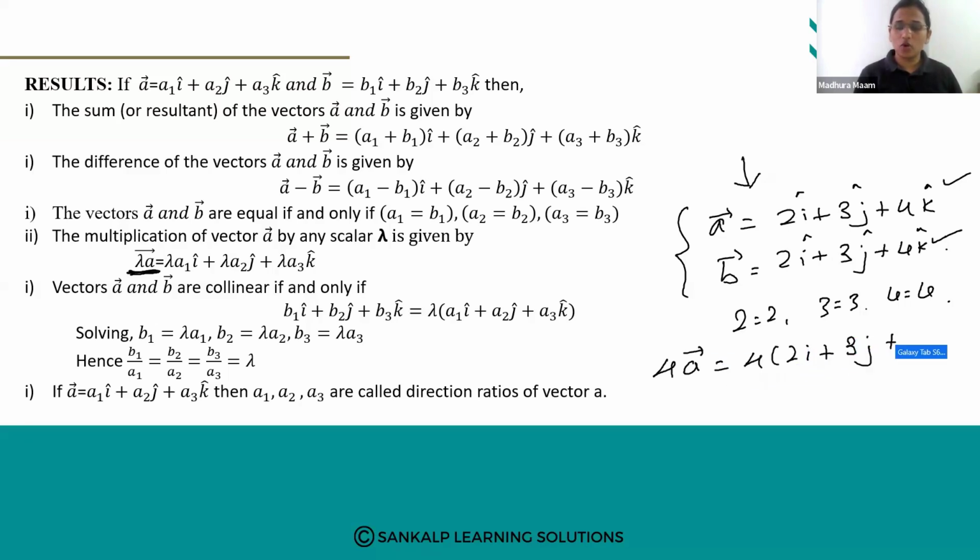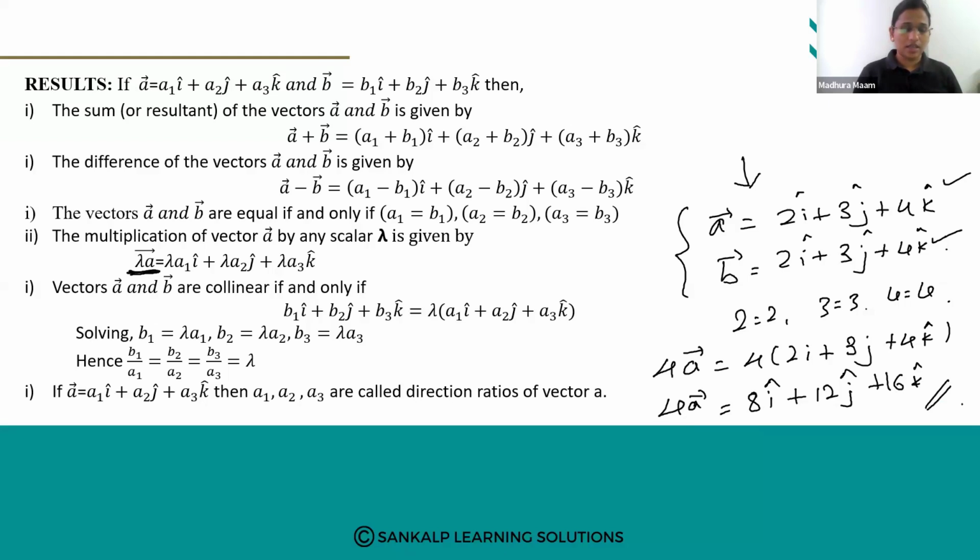What will I do? 4 into the vector. How will you multiply? You have to multiply lambda, the scalar, with every component. So 4 into 2 is 8. This is 8, this is 12, plus 16. And this is your required 4a. You can see that this is again a vector. We saw this in yesterday's class also, multiplication of a vector by a scalar.